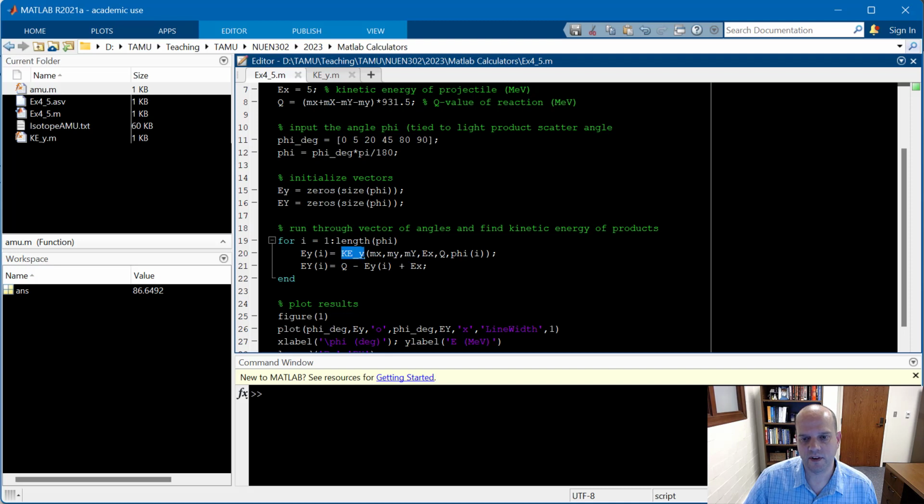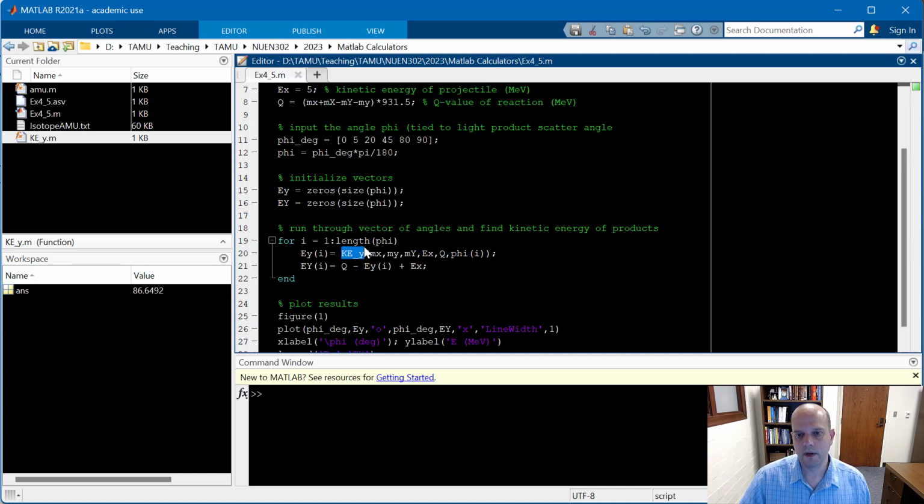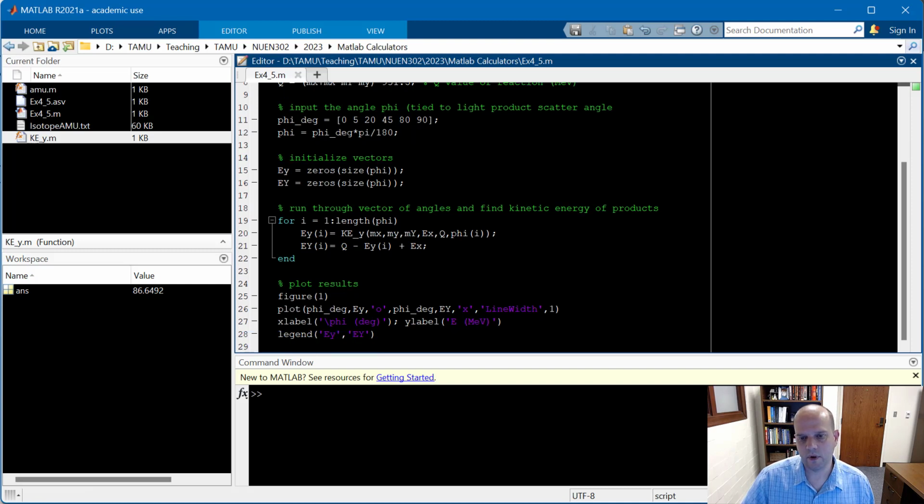And I have this function KEY now that I created, and that is nothing more than what I did in Excel. So there's my F1, there's my F2, and I calculate my value here based on that function, then I square it to get my overall output. So that's what that does, and then I calculate my kinetic energy of the large product, the heavy product. And then I wanted to plot the results.